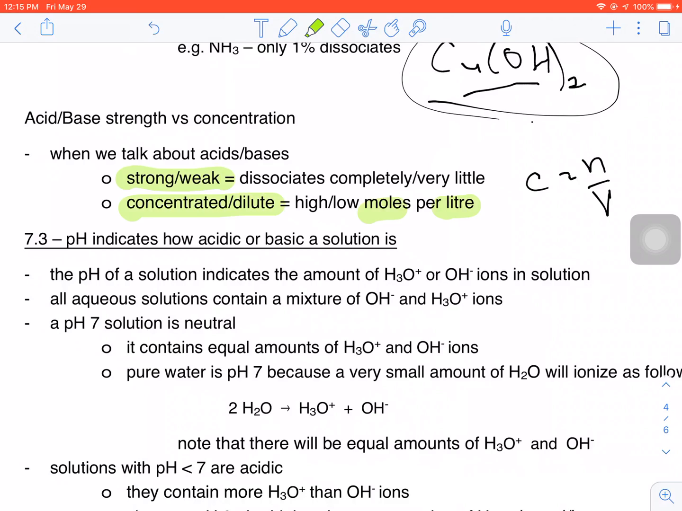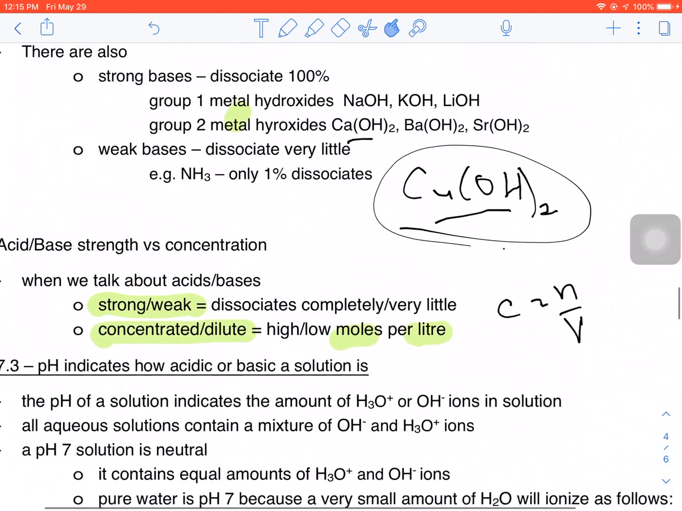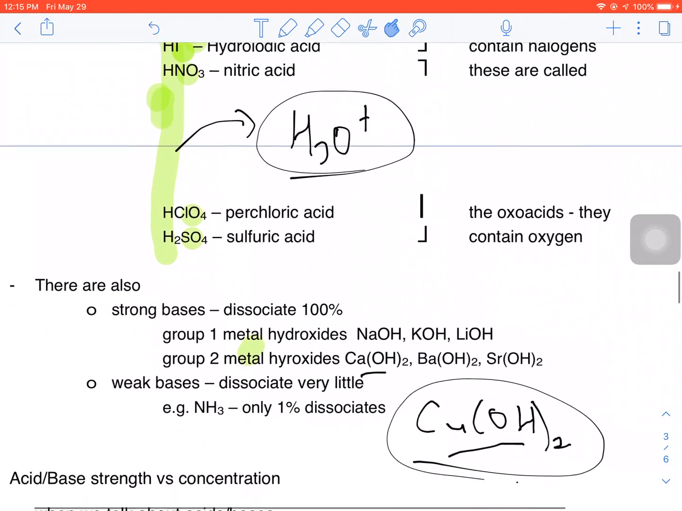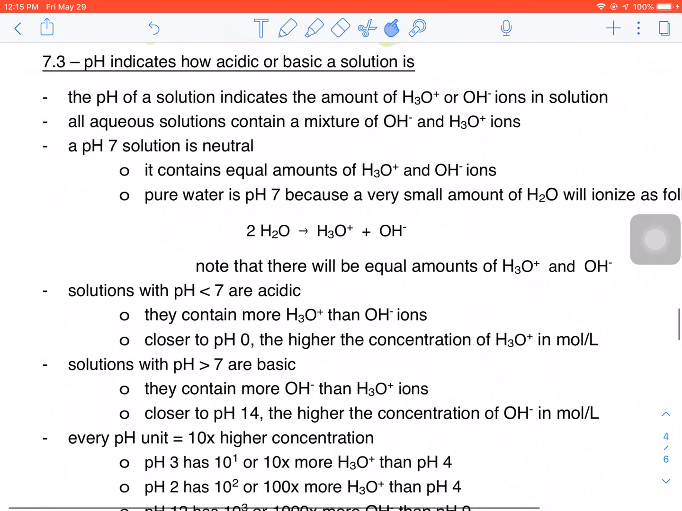Okay, so I'm just going to finish off. Most of this you've already seen before, so I don't think there's too much new yet. Well, I shouldn't say that. This was all pretty new, about the hydroniums and the hydroxides.